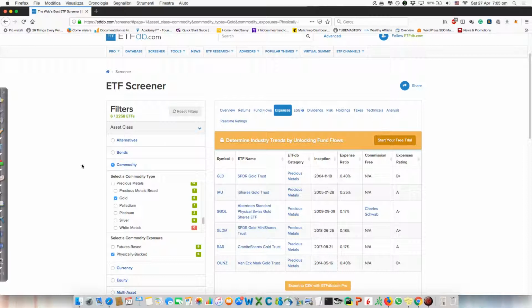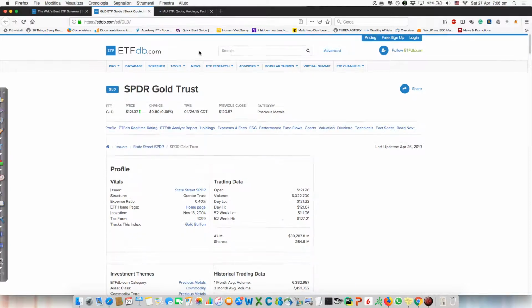So you can see here that the gold tracked by the GLD has this expense ratio of 0.4, but this one, the IAU, is only 0.25. So it seems that we should prefer this one to this. Now, to double check, we can click here, and then we will have a lot of information. And this is great because this website will give you a lot of information for free.